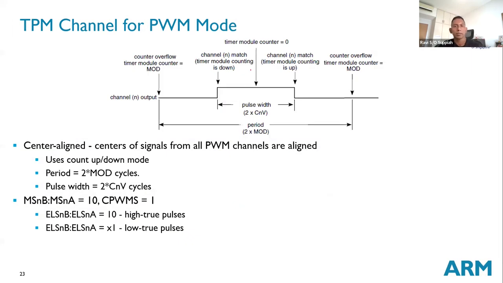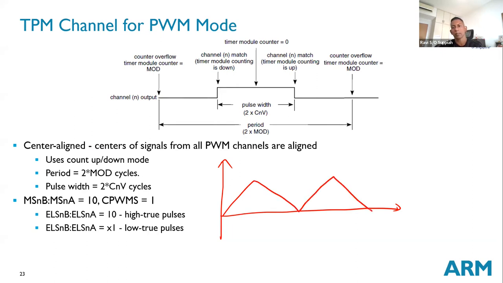The same thing applies in the center aligned PWM. So in the center aligned PWM, again the same thing. You have your main waveform that goes up and down, and this is your mod value.